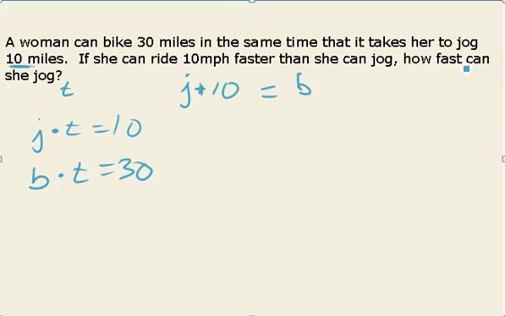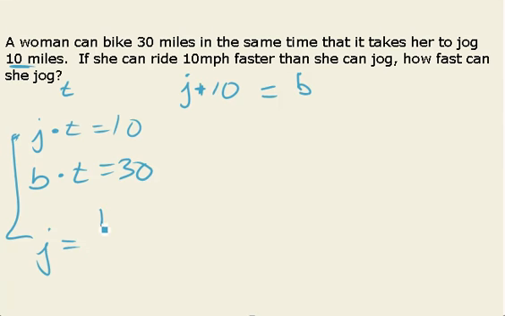Ultimately, I'm interested in how fast she can jog. Right? So I'm interested in maybe solving for J at some point. So here's an equation. Why don't we take it and solve for J? Right? So J equals, how do we solve for J? I'll divide both sides by t. So 10 over t, that's what J is equal to.